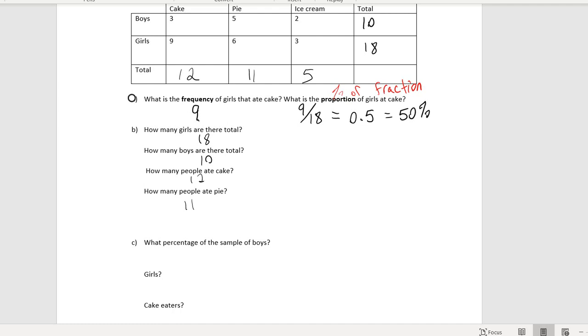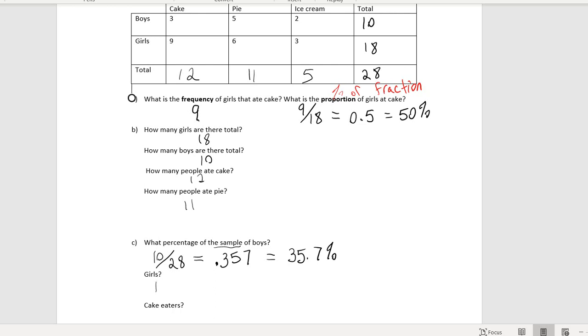Great. Now when it asks us what percentage of the sample, that means we're going to be looking at the total amount of people that we had. So we had 10 boys, 18 girls, so we had 28 people total. If we're looking at the percentage of the sample that was boys, that's going to be 10 out of the 28 that we had total. If we wanted to put this into a percentage, we would put that into a decimal first, which would be about 0.357, which would be 35.7%.